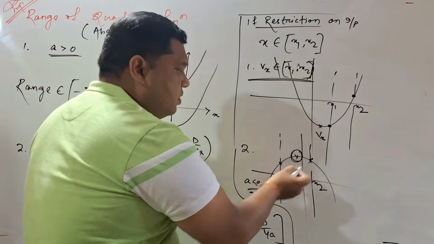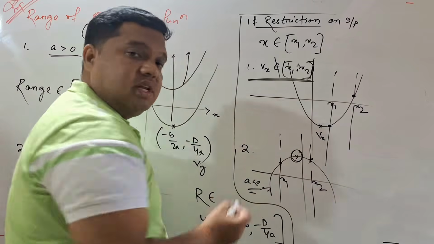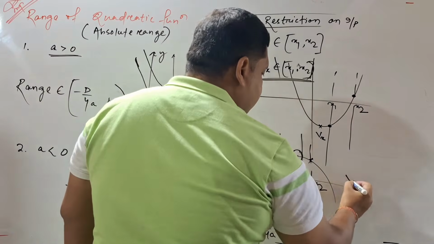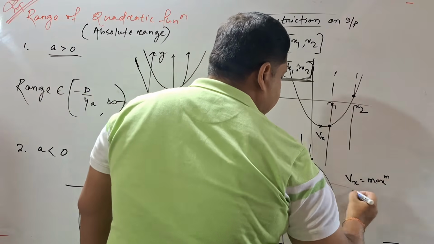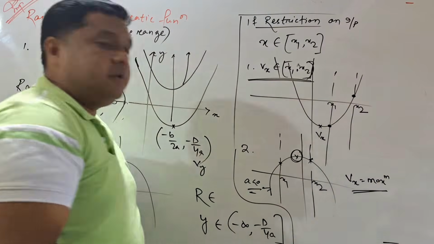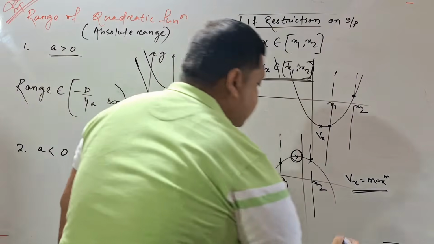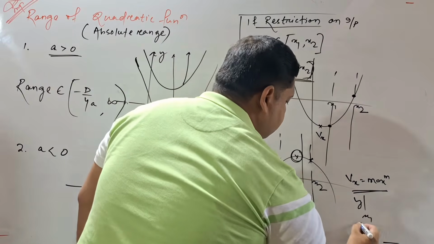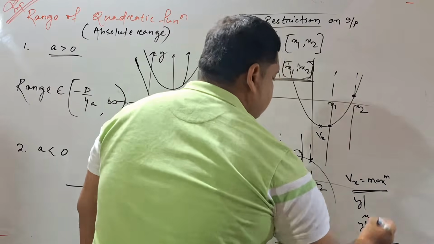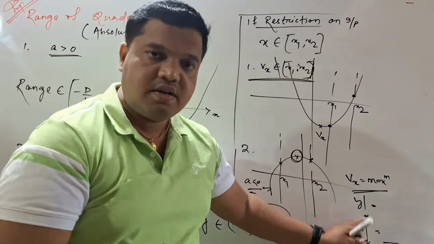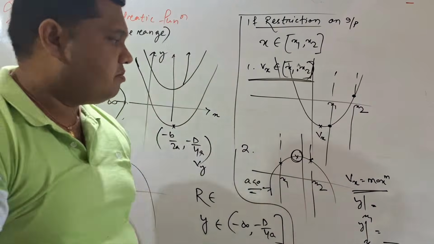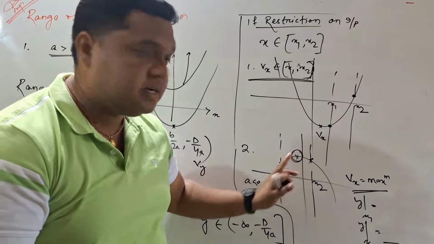Maximum value, who will decide it? Vertex will give me the maximum value. In this figure, Vx is nothing but the maximum value. And who will give me the minimum value? Now find the value of y at x1, find the value of y at x2. Whichever is the minimum, that is my answer. The minimum value comes from there. Maximum, this vertex will decide.